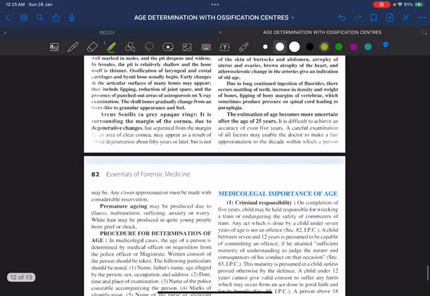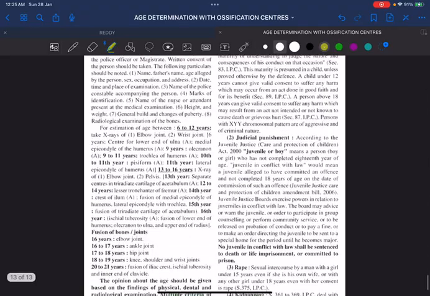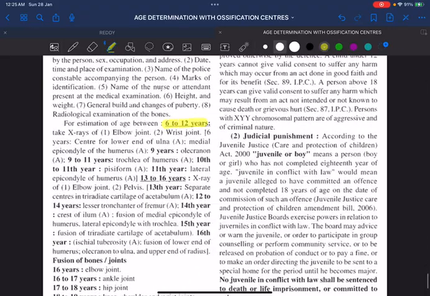Next comes a very important point. For estimation of age between 6 to 12 years, we can take an X-ray of elbow joint and wrist joint. Just remember elbow joint and the wrist joint. 6 to 12 years, what X-rays will you take? Elbow joint and wrist joint. For 9 years, mainly you have to see the trochlea of the humerus. 10th to 11th year, see the pisiform. I told you pisiform 11 to 12 years.